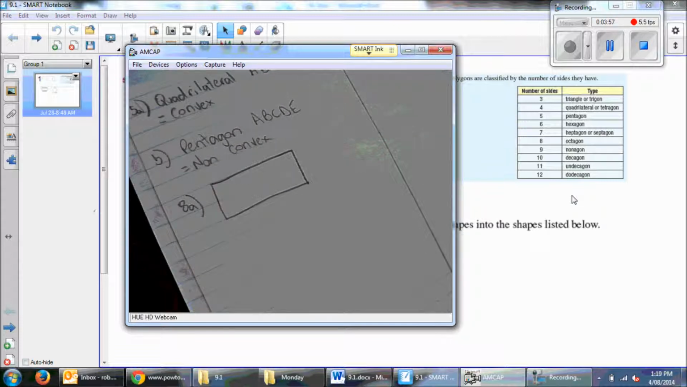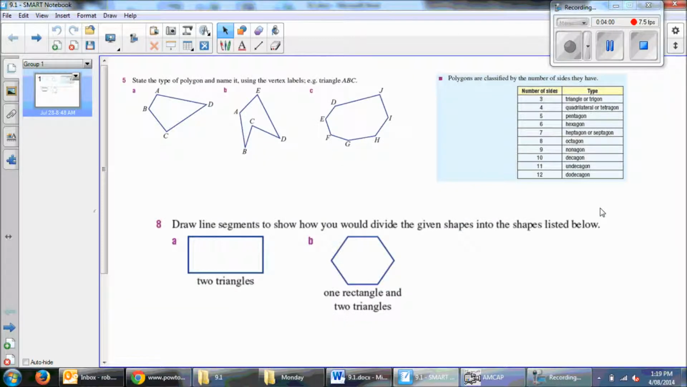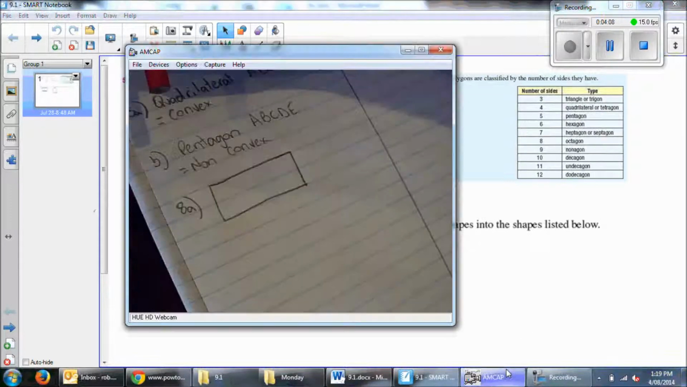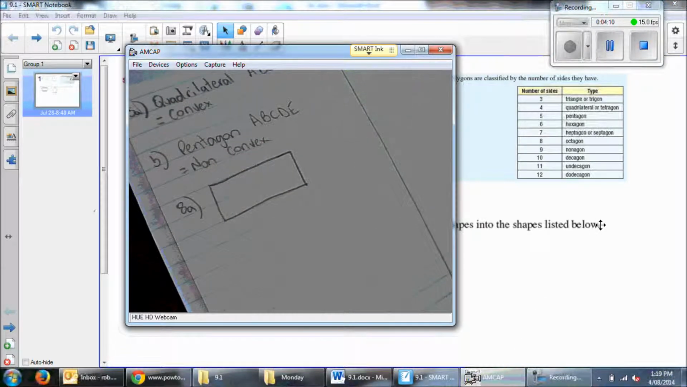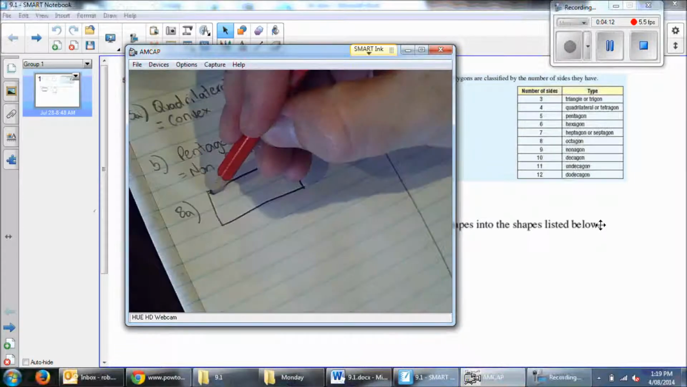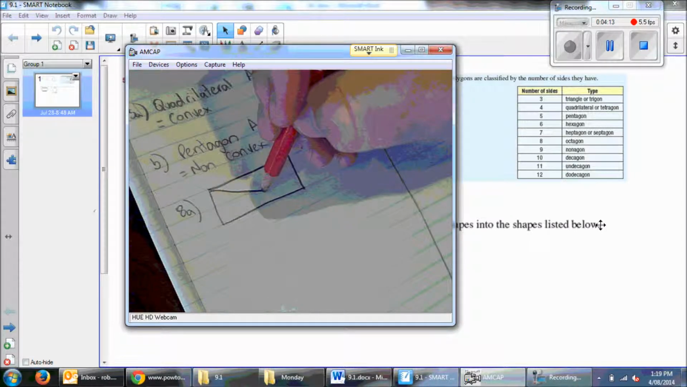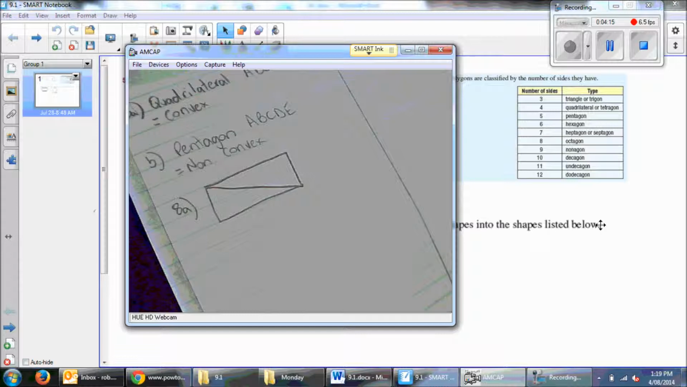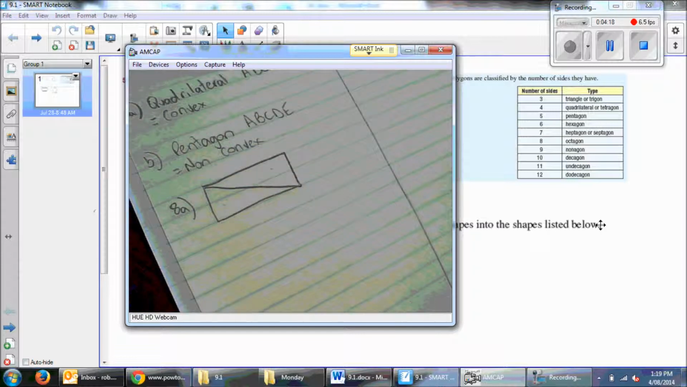Now the rules are I can draw line segments. It doesn't tell me how many line segments I'm allowed to draw, but obviously the fewer you can, the better. So in this case I need 2 triangles. So I'm just going to draw a line from that corner all the way through this corner. Now I've got 1 triangle and 2 triangles. Let's have a look at B.